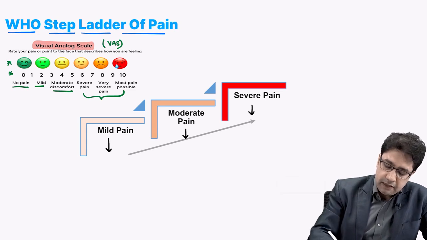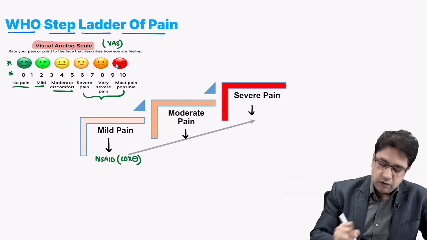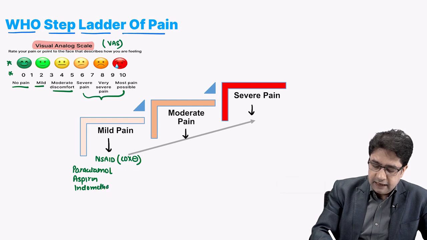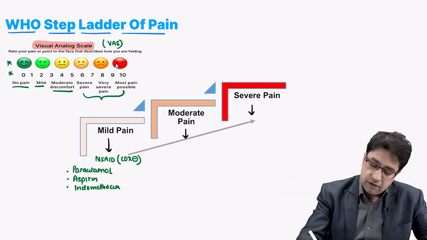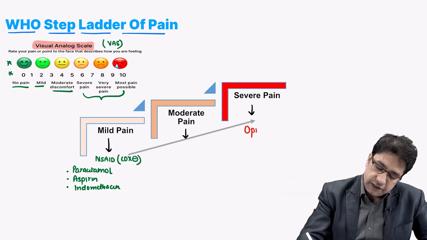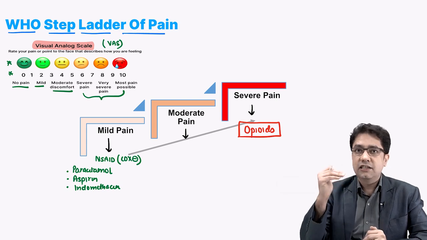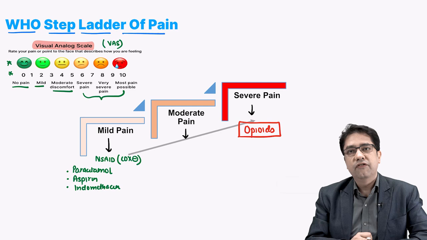Remember, in mild pain, we give non-steroidal anti-inflammatory drugs, which are COX inhibitors. So they are given in mild pain, like paracetamol, aspirin, indomethacin, which we have discussed in great detail in the NSAIDs chapter. In severe pain, we prefer to give opioids. So can we say that opioids are given in the highest stage of the WHO step ladder of pain?